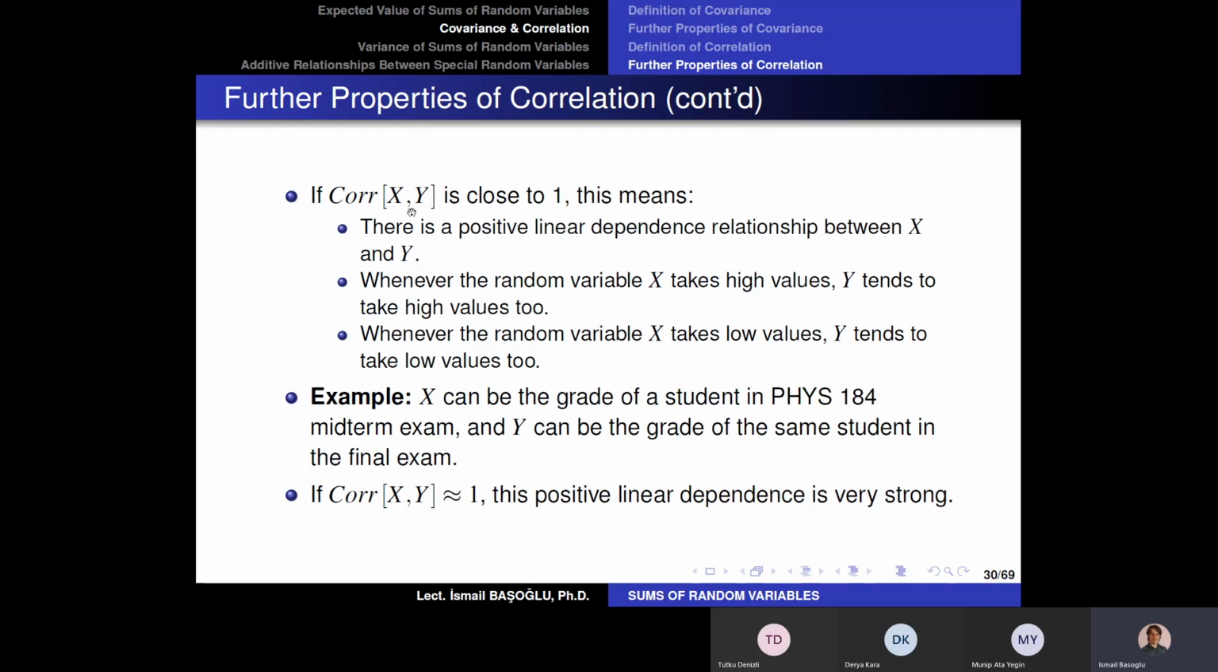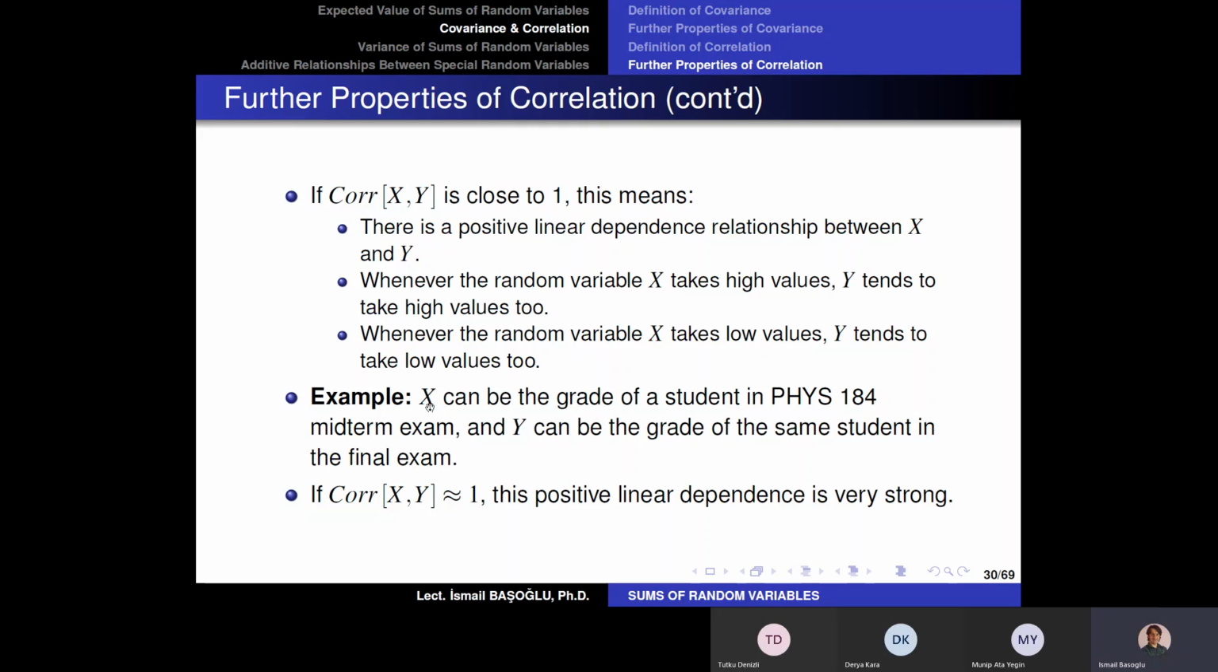Now, if the correlation is close to 1, this means there is a positive linear dependence relationship between x and y, and that relationship is very strong. Okay? So whenever the random variable x takes high values, y tends to take high values too, or whenever x takes low values, y tends to take low values too.